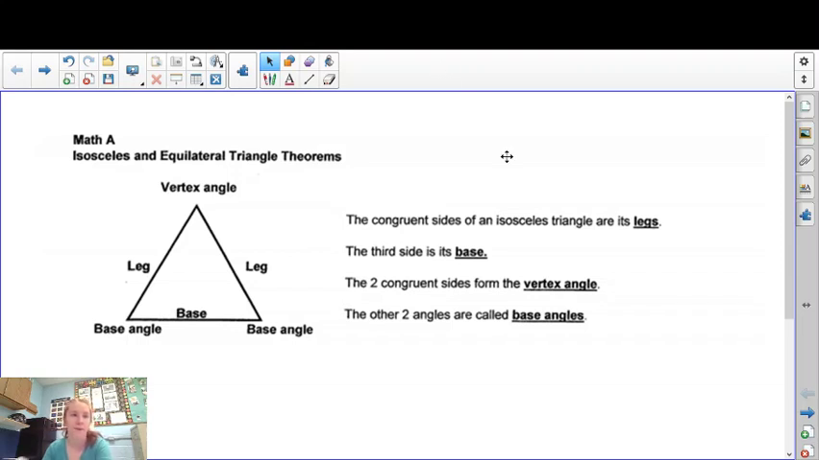All right, guys, today we are going to talk about isosceles and equilateral triangles. The first thing we're going to talk about is an isosceles triangle. An isosceles triangle has two congruent sides, and we call those the legs. The other side is called the base, which is typically what's sitting on the ground. These two congruent sides form the vertex angle. The other two angles are called the base angles because, again, they sit and create the base.